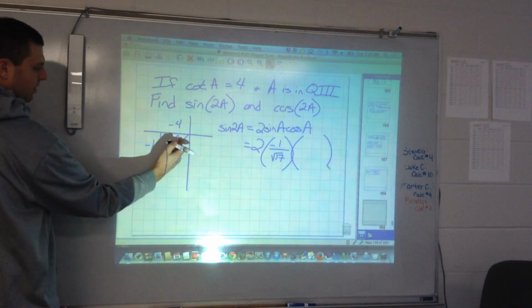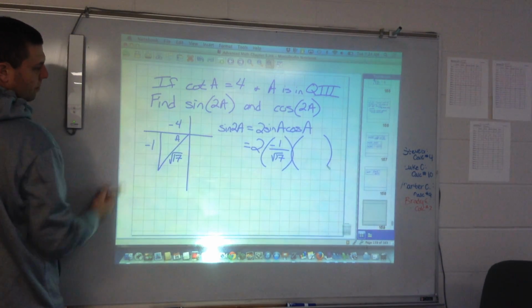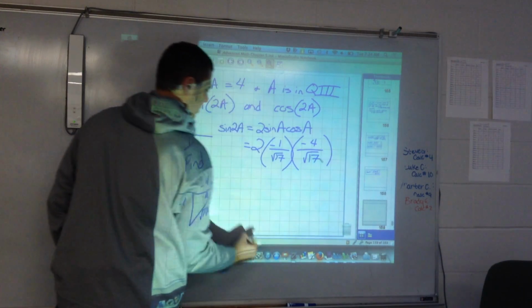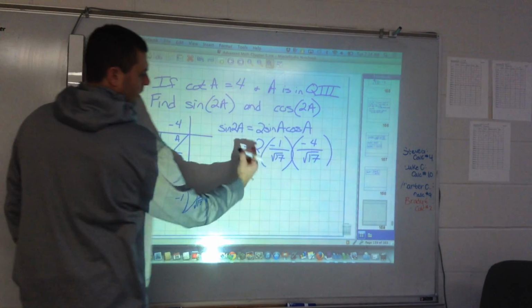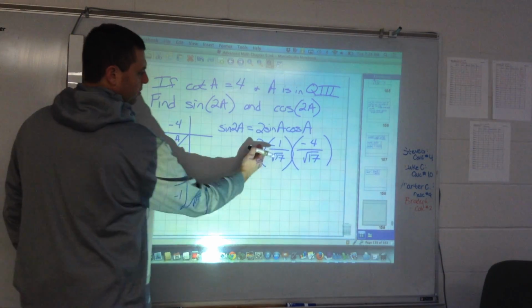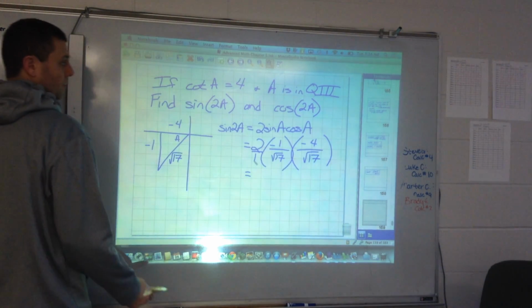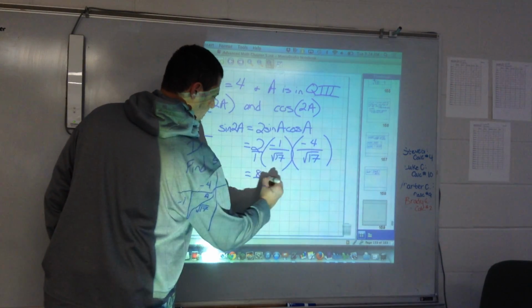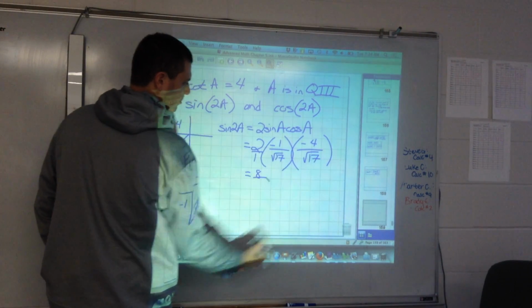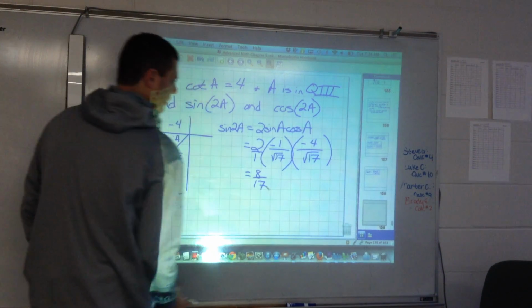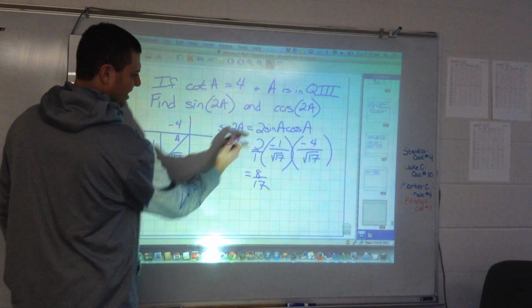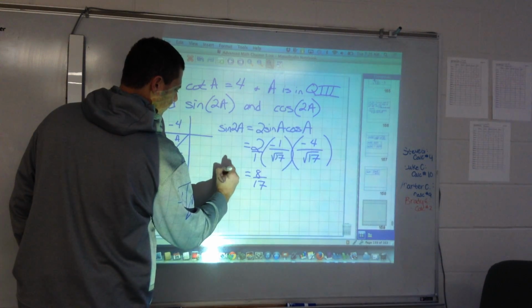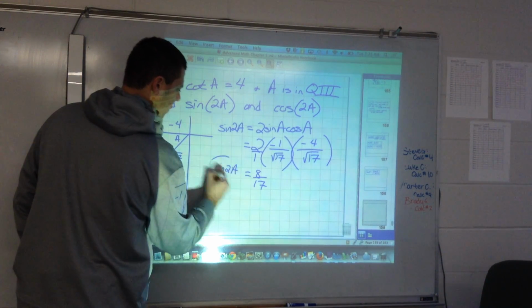What's the cosine of angle A? Cosine is adjacent over hypotenuse, so negative 4 over root 17. Put that 2 over 1. 2 times negative 1 times negative 4 would be 8. And then root 17 times root 17 would simply be 17. So the sine of twice this angle is 8/17. There's your first answer there.